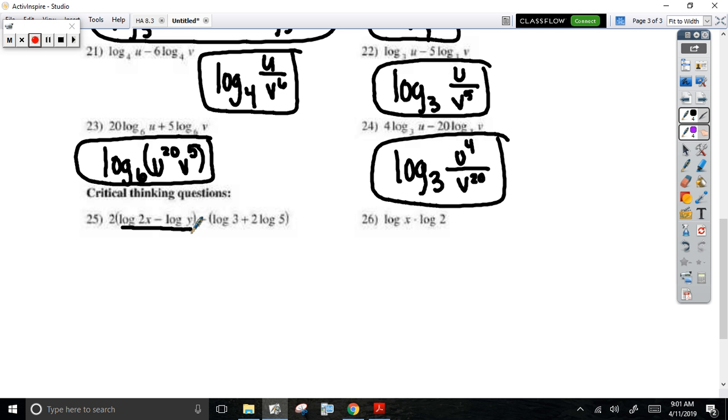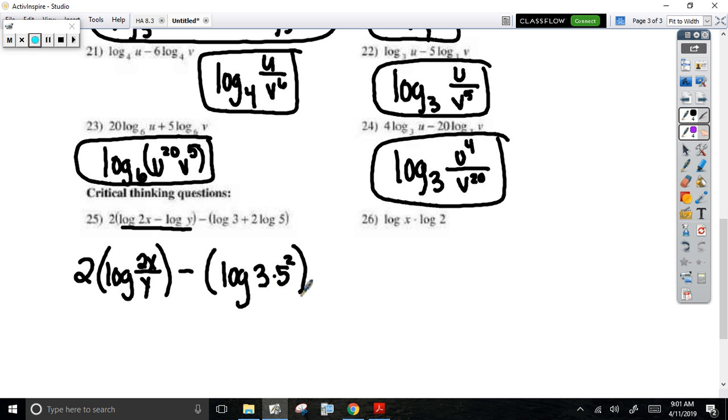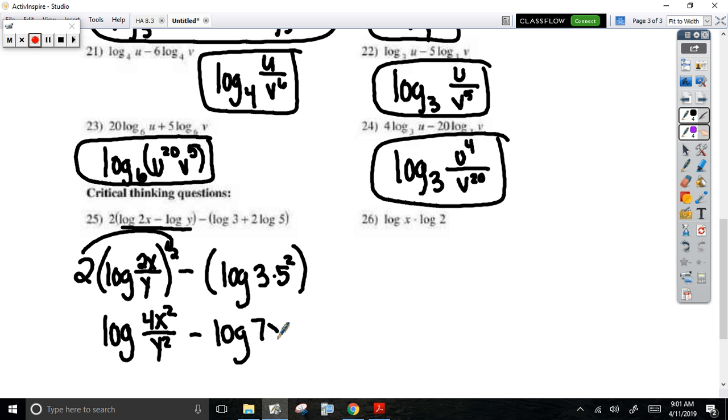So the first thing I did was my parentheses, which would be 2x divided by y. And this would be log of 3 times 5 to the 2nd. And then I took this 2 and I put it back up to be an exponent. You have to make sure that you square the 2, the x, and the y. And we can actually perform 25 times 3, which is 75.